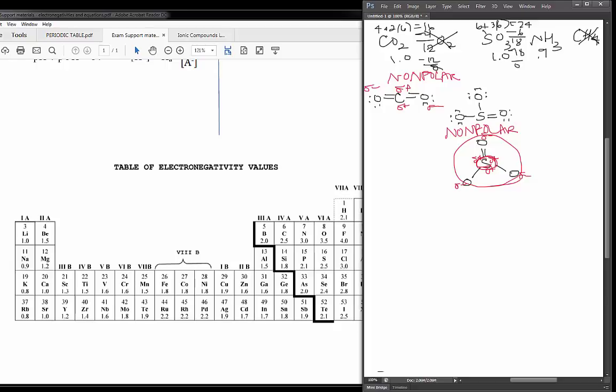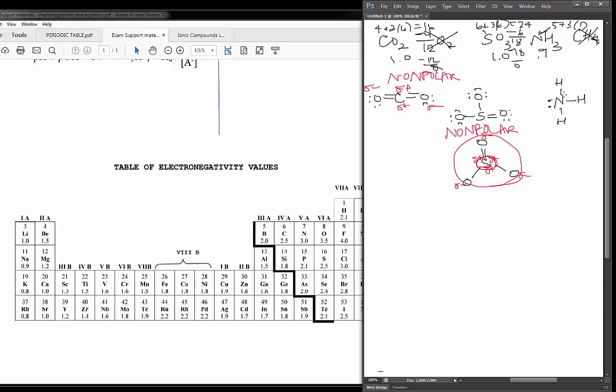All right, final one, we've got NH3. Nitrogen comes in with 5. I have 3 hydrogens, they each come in with 1. So I have a total of 8 electrons. And if I put 3 hydrogens on nitrogen, I will use 2, 4, 6, and those last 2 are going to go in the nitrogen because the hydrogen atoms are full.